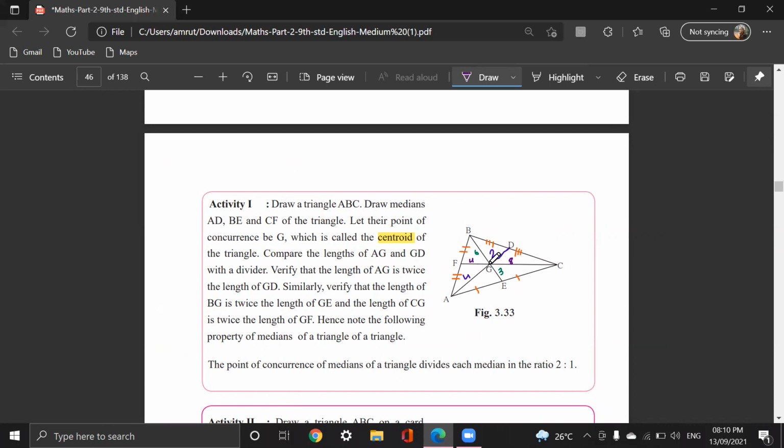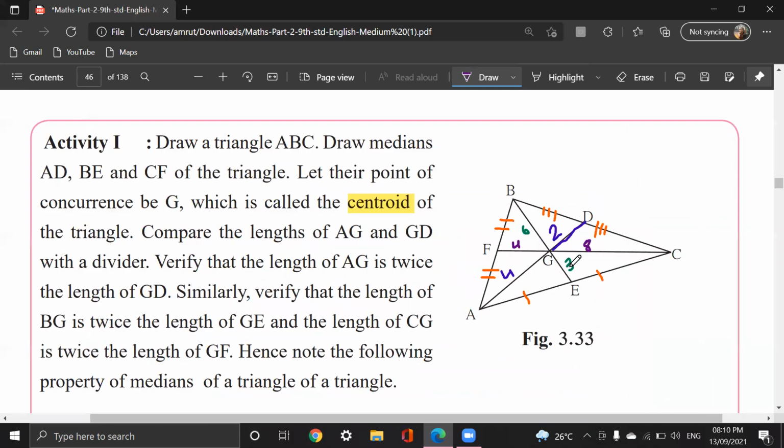So this point G, the point of concurrence, is called a centroid. It divides the median into the ratio 2:1. That means the bigger part is 2 times the smaller part. You can see here this smaller part is 3, so 3 2s is 6.